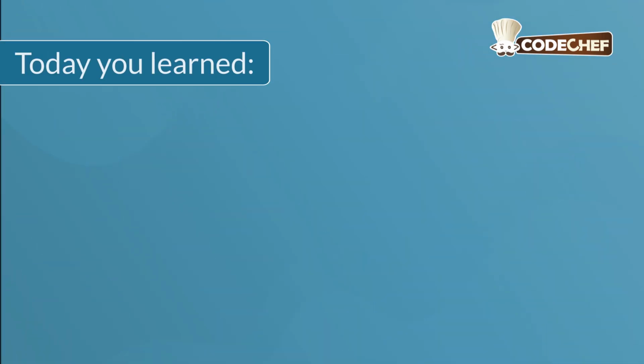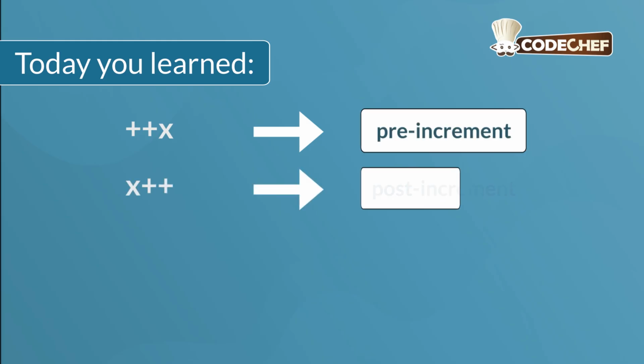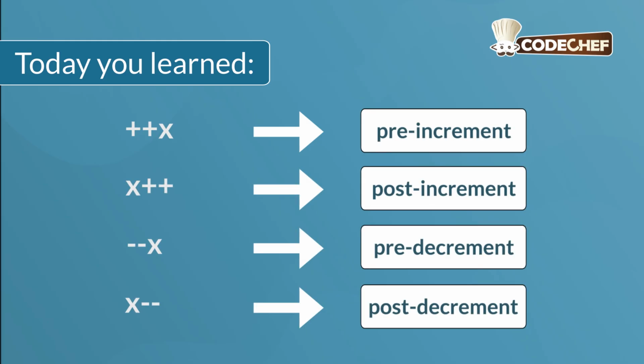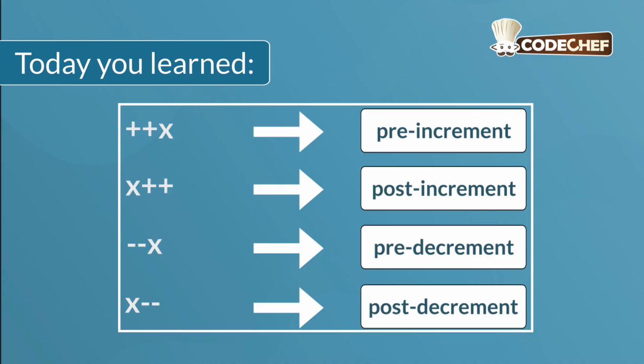Today you learned that increment and decrement operators let Java increase or decrease values. Pre changes the value before using it, post changes it after using it, and they're essential for concise arithmetic and loops.